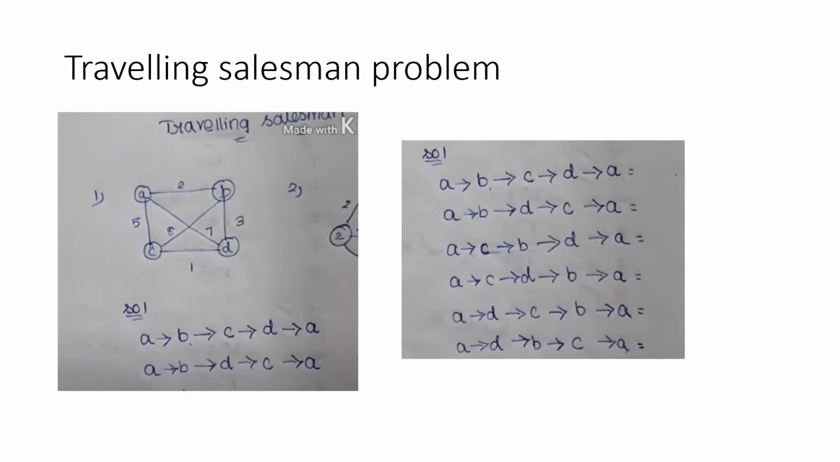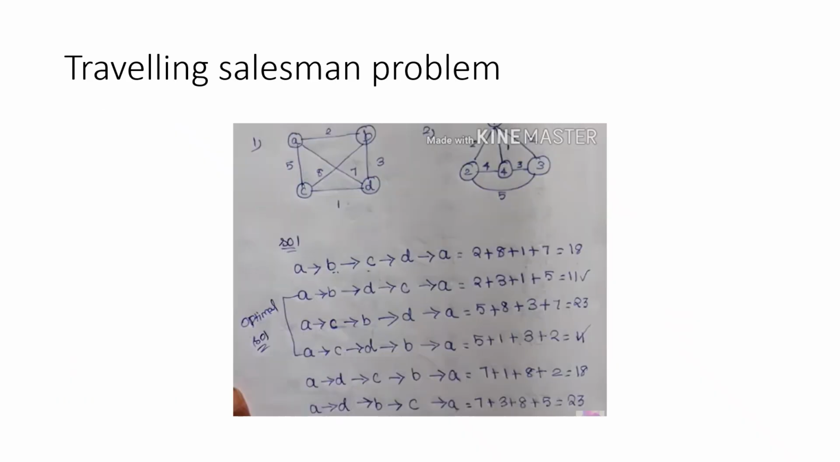And then the next one, the A to D combination. So A to D, then D to B, then B to C, and C to A. This is another combination. Here we want to apply the values. Now we can apply the values, like the first row of values.